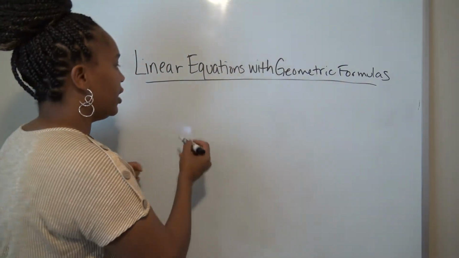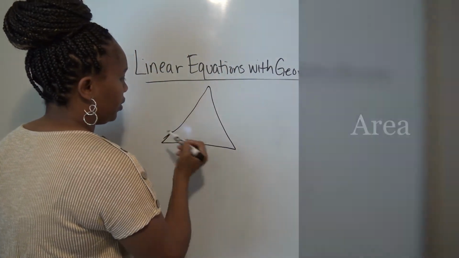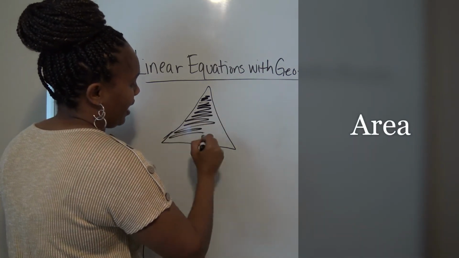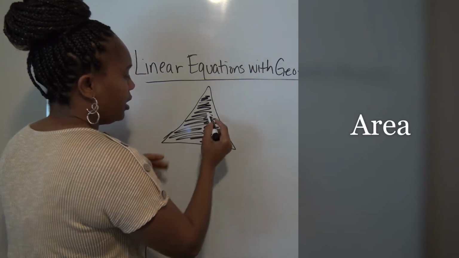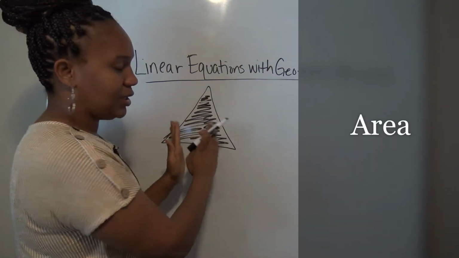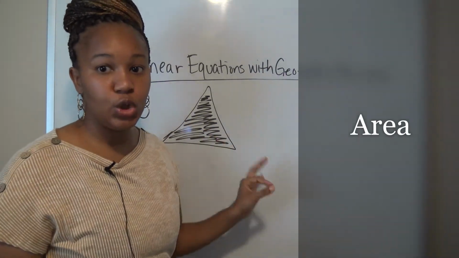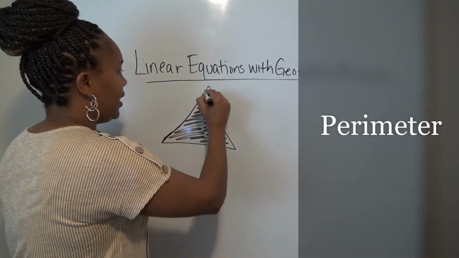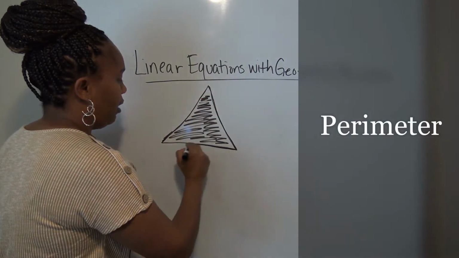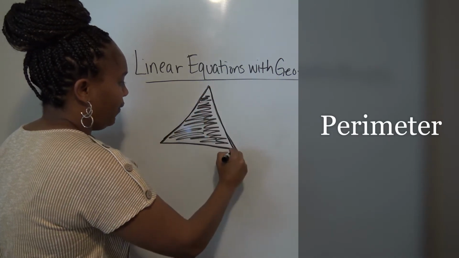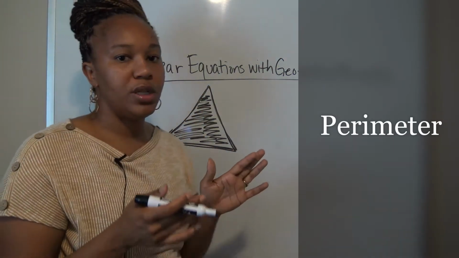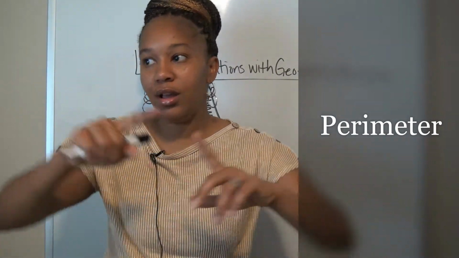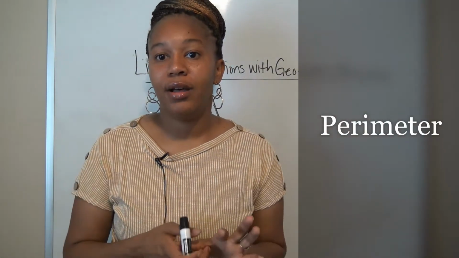No matter what the figure is, if it's a triangle or a rectangle, the area represents the amount that is inside that figure. It measures how much space is occupied inside a two-dimensional figure. The perimeter represents the amount around the outside, the distance around the outside of the figure. So area represents what's inside, and perimeter represents what's on the outside.